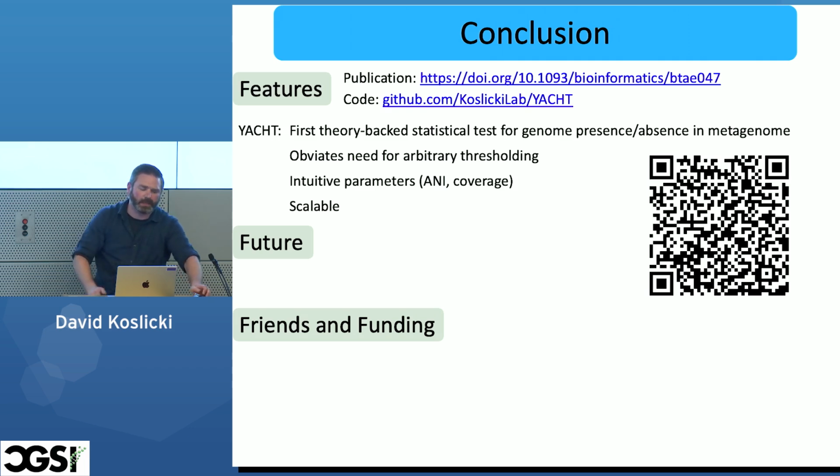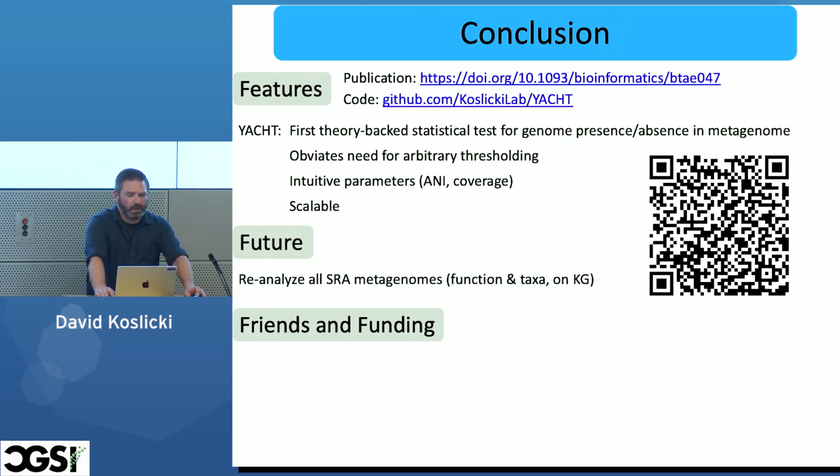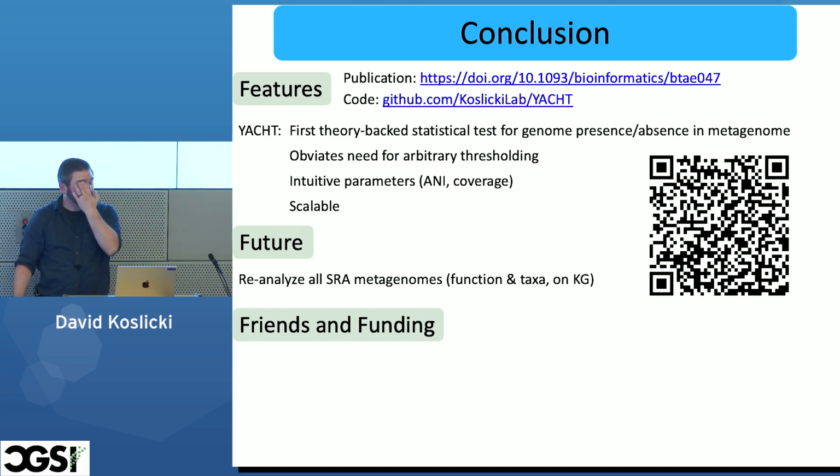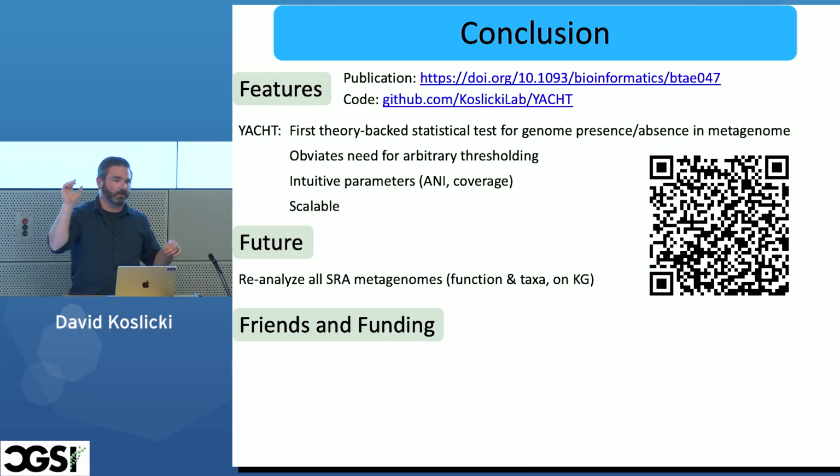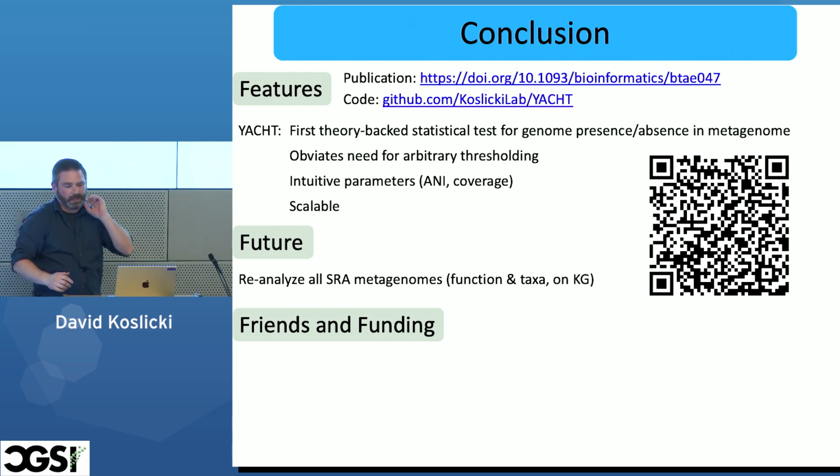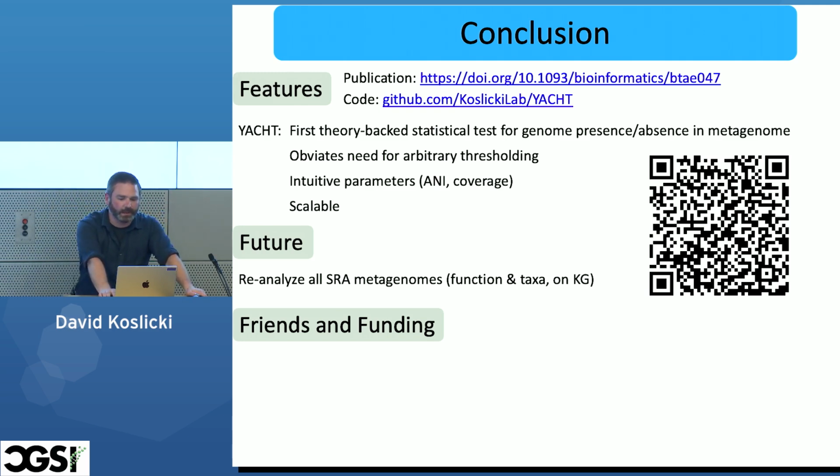And one thing that I didn't talk about here is it's very scalable. Since this is a sketching-based approach here, it's ridiculously fast, especially since you can control how fast and accurate you are by how deeply you sample with those FracMinHash sketches. So what I want to do next is we have collaborators and other people who have done FracMinHash sketches of all metagenomes in the sequence read archive. What I want to do now is chuck it at YACHT to do functional and taxonomic profiling, put all of these on that metagenomics knowledge graph that I talked about to do an interesting integrative study.